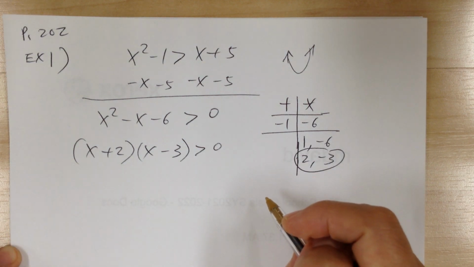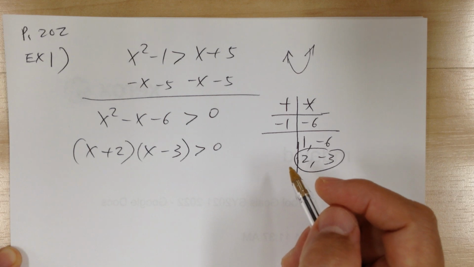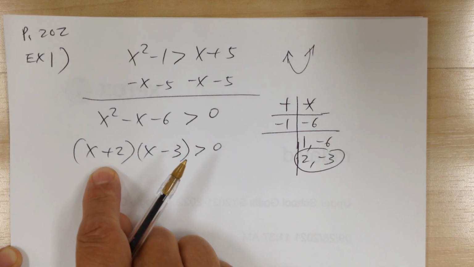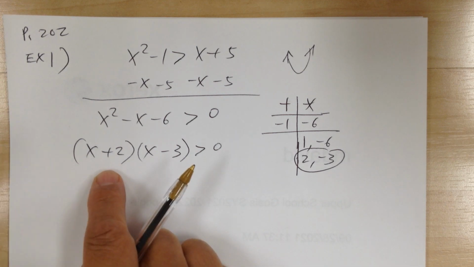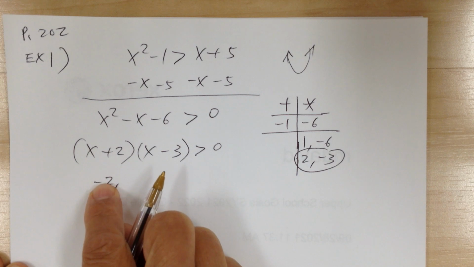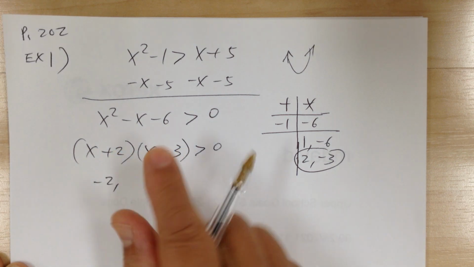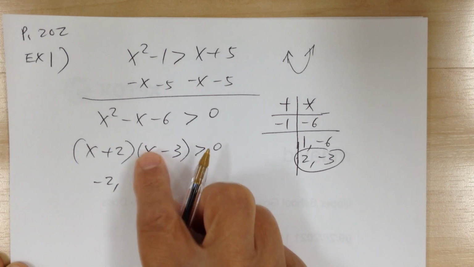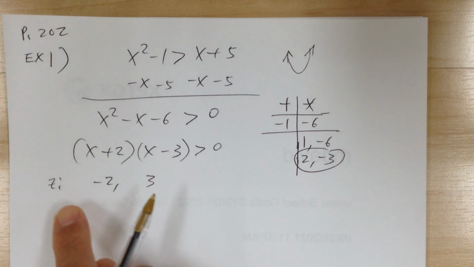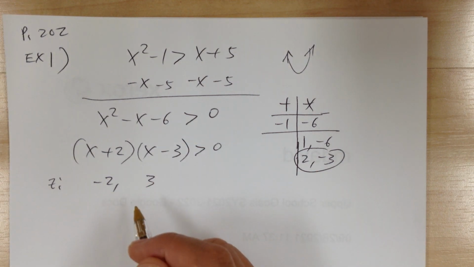The next thing you need to do is look for the critical points or the zeros. You set each part equal to 0 and solve. The critical values will be negative 2, because when x equals negative 2, this will give you 0. Over here, x will equal 3, because when x equals 3, 3 minus 3 gives you 0. You're looking for the zeros because 0 is where it crosses over the x-axis.